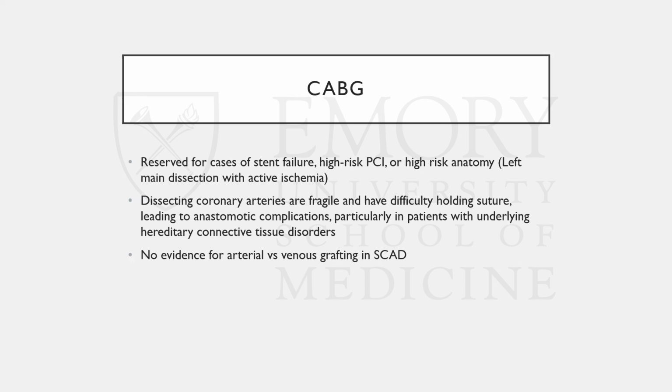Just a note on coronary artery bypass grafting in these patients. This is only reserved for cases of stent failure, high-risk PCI, or high-risk anatomy, for instance, patients with left main dissection, active ischemia, or maybe two-vessel disease. However, these dissecting coronary arteries are already fragile and have difficulty holding suture, which can make bypass very difficult. In particular, a subset of these patients also have underlying hereditary connective tissue disorders, which makes their coronaries more fragile at baseline. And evidence for arterial versus venous grafting doesn't currently exist in the literature. So the bottom line is that CABG is reserved as a last resort.